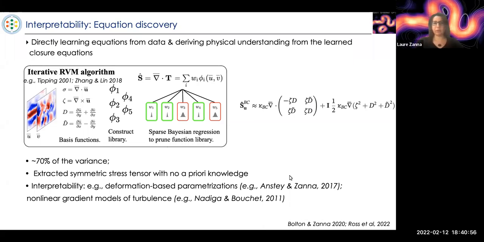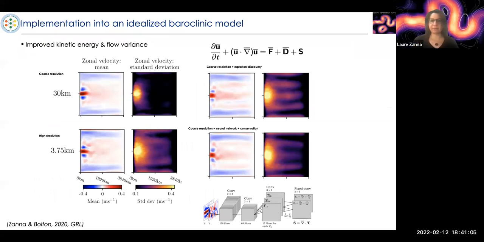So now the question is, can we implement that into a model? As I said, the beauty of this type of discovery from data is that it's an equation, so we know what to do with it. The first thing we've done is we implemented it in a barotropic model, a very idealized double gyre type simulation, and compared it to a high resolution one.